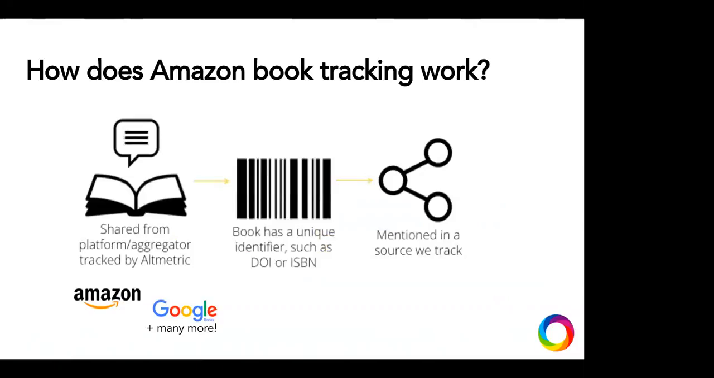We then find the mention in a source that we track. So we're monitoring Twitter and the news outlets and the news reviews, tracking those sources constantly. We look for links that go to a URL that we recognize as being the platform or an aggregator that we track. And then we follow the link to that aggregator to use the identifier that we find on that page to figure out which book it is, and then we match the mention to the book.